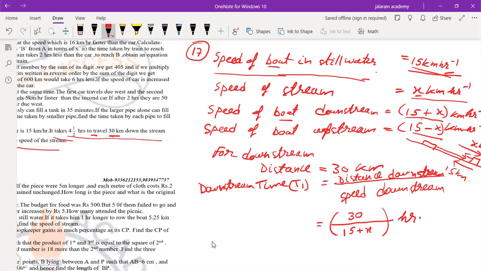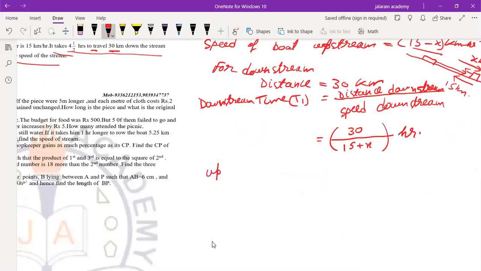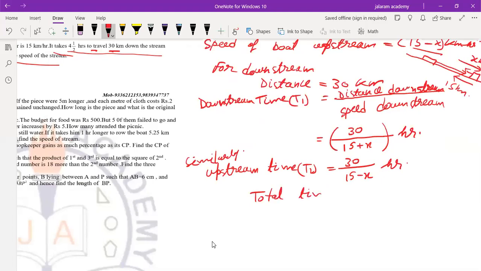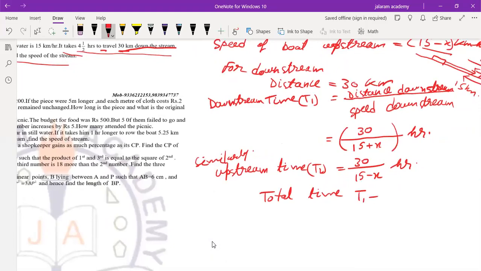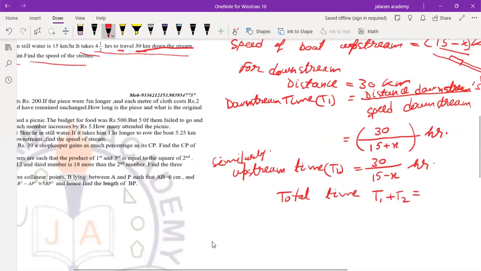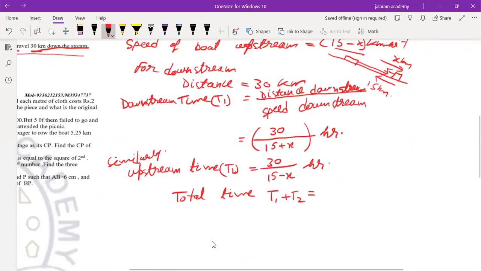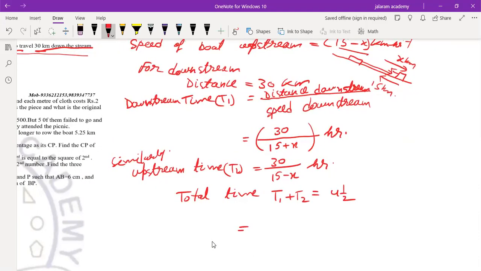Then we find upstream time. T2 equals to distance upon speed. Similarly, we should write. So total time, as first the boat goes downstream and then returns back, means it is upstream. So the total time according to us is T1 plus T2. And according to question, it is 4.5 hours for going and returning back. The total time is 4.5.